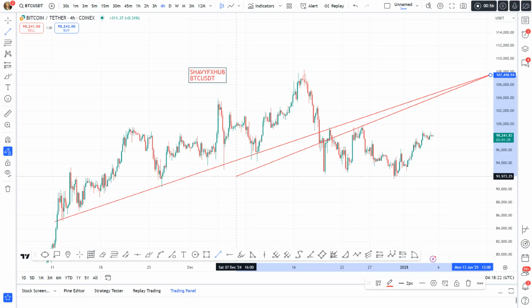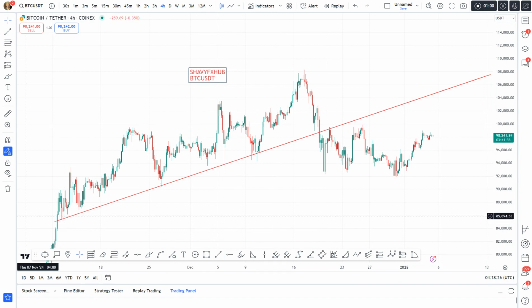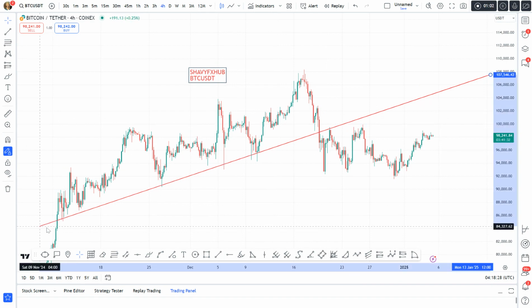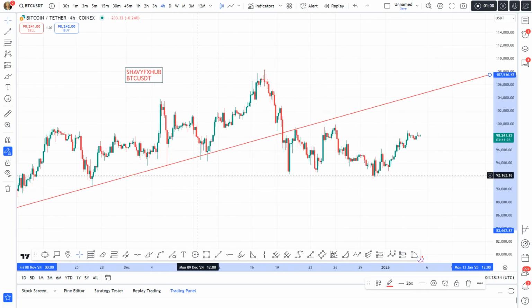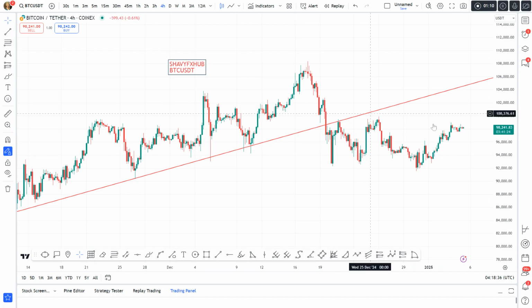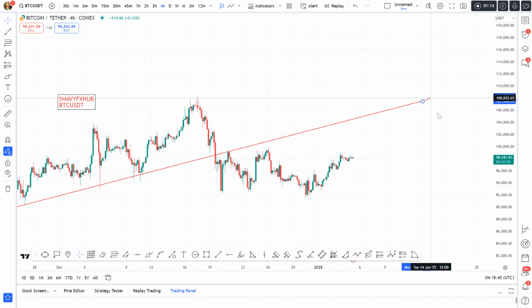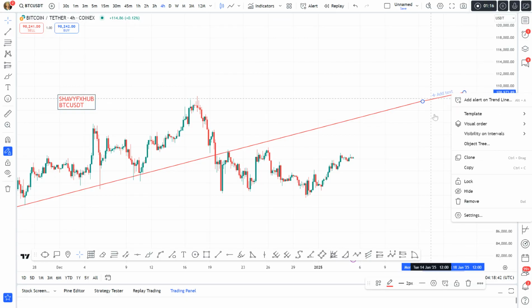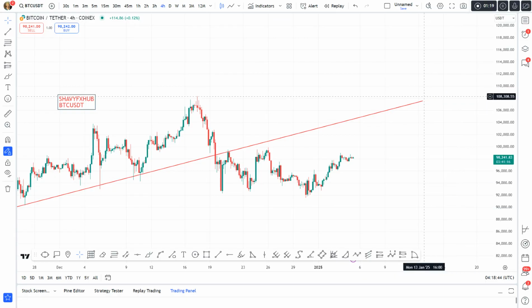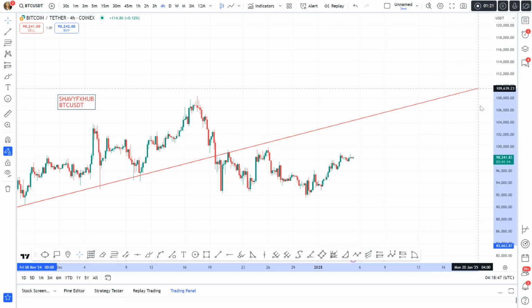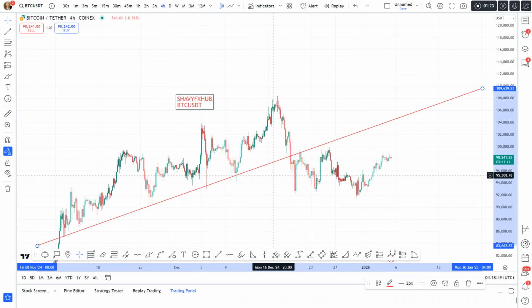So now we have a structure here by way of a bullish channel. So in this bullish channel, I'm going to clone this bullish channel for us to see that BTC bullish potential is still intact.